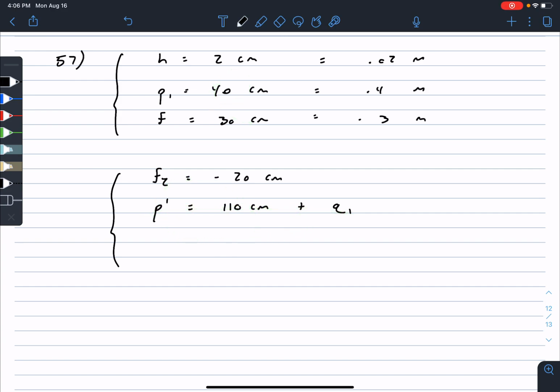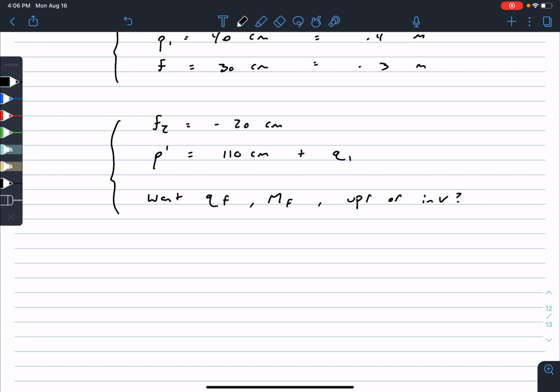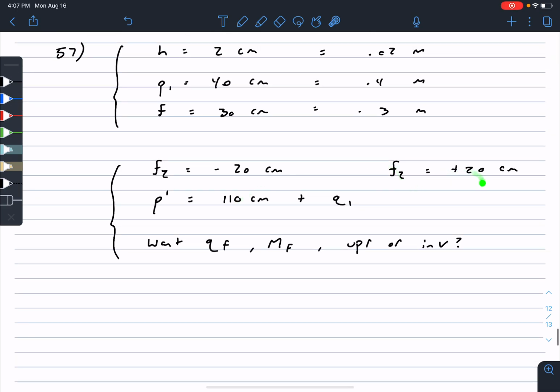Same as the last problem. Almost exactly the same. What we want is the final position for the image, and we want the final magnification. We want to know, if we want to describe the image, is it upright or inverted? And then we're asked to repeat all of this for if the second lens has a focal length of 20 centimeters. So we do it all, and then we can jump in halfway and repeat the calculation with 20 centimeters. Okay, so let's get started.